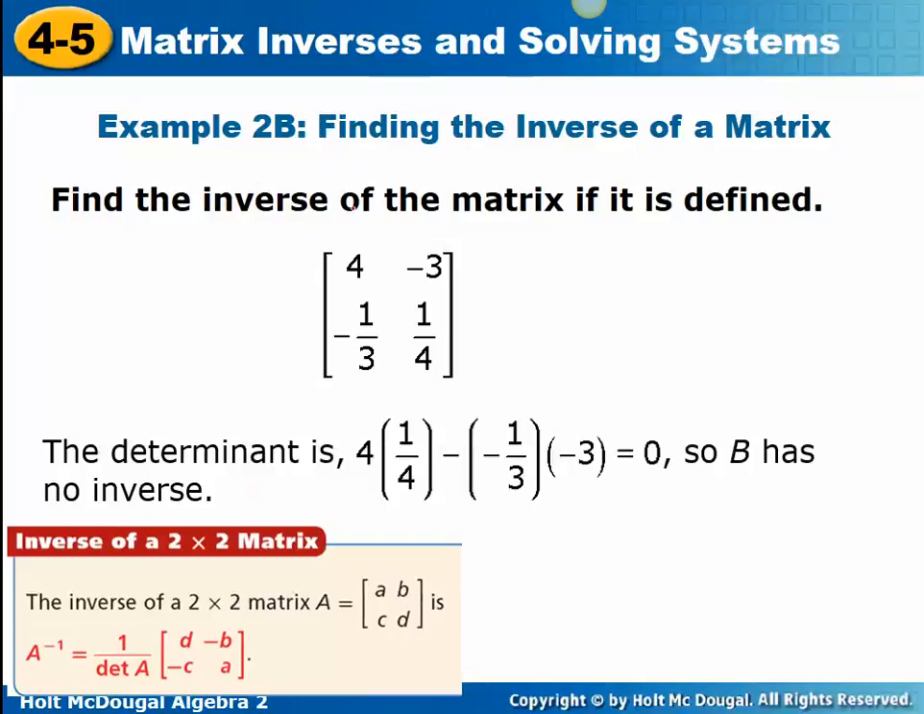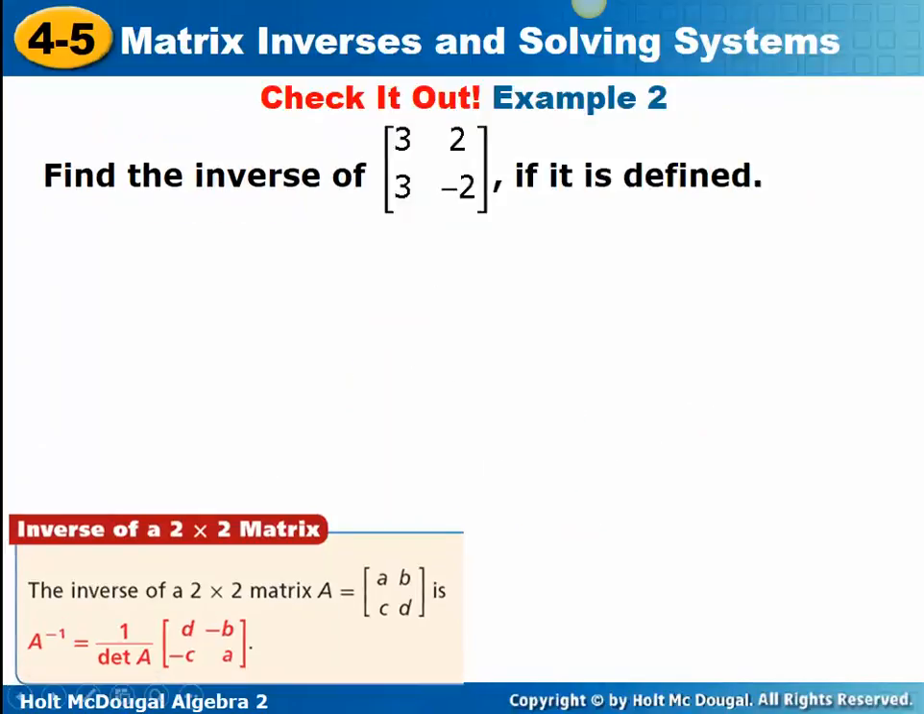Remember determinants, you multiply and then you subtract the other cross product. So 4 times 1/4 is 1. And then we have -3 times -1/3. That's the same as +1, but we're subtracting. So we have 1 minus 1 is equal to 0. So we would stop there. We would say that B has no inverse because the determinant was 0.